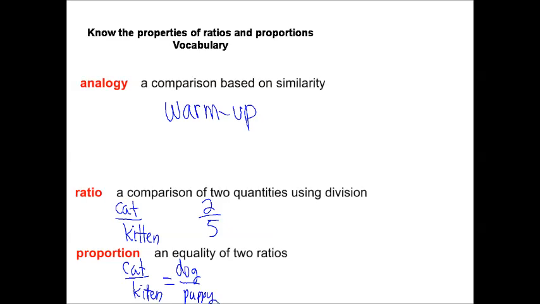With our proportion, 2/5 is equal to 4/10. Because if I reduce this, they have the same values. They have the same relationship. A 2 is to 5 as a 4 is to a 10.